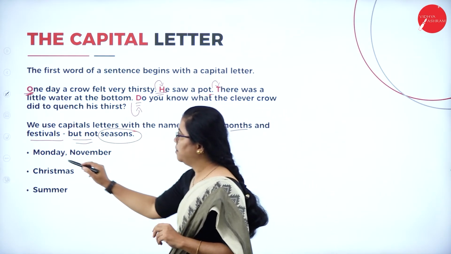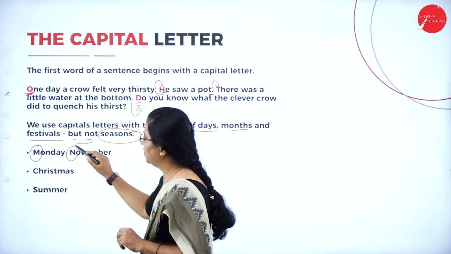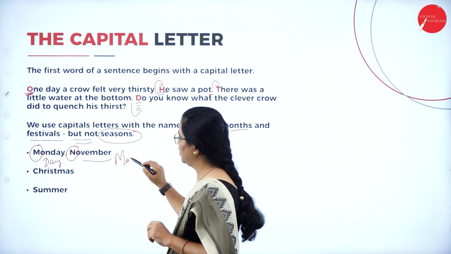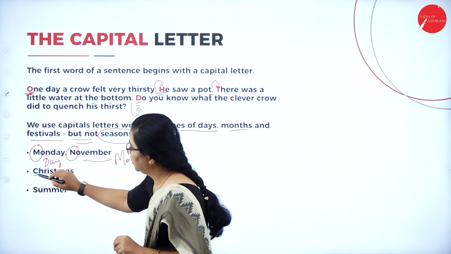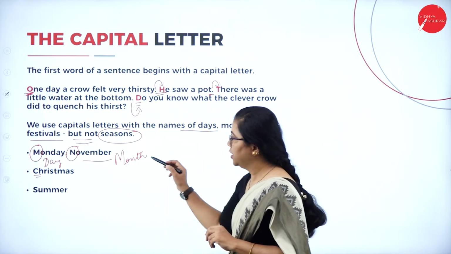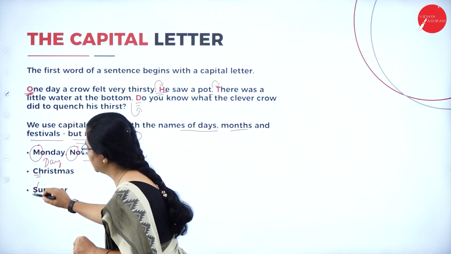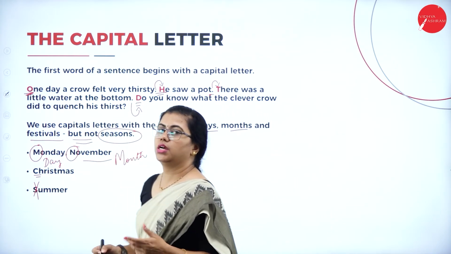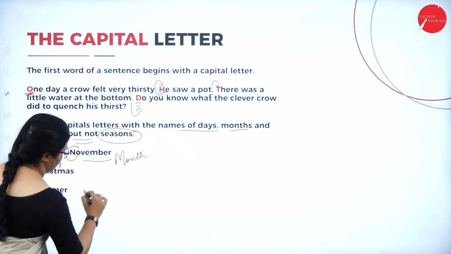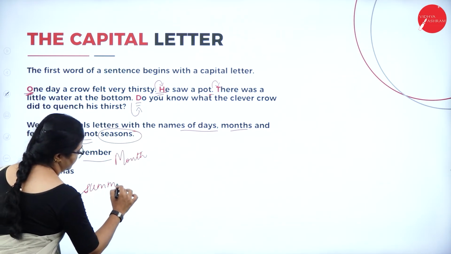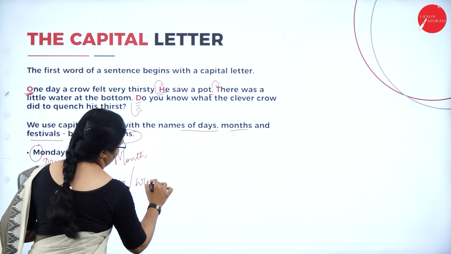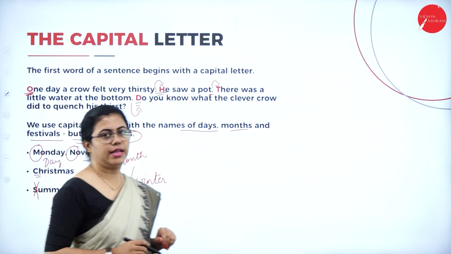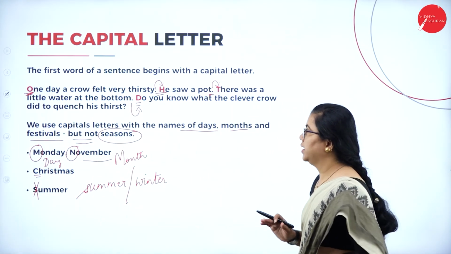Here you can see Monday, M capital, November, N capital. This is a day and this is a month. We use a capital letter. Then the name of the festival, Christmas, that is also a capital letter, but this should not be capital. We don't use a capital here. You have to use a small letter only, that is lowercase. Summer or winter or whatever, names of seasons, you don't use a capital letter. So these things you have to keep in mind.